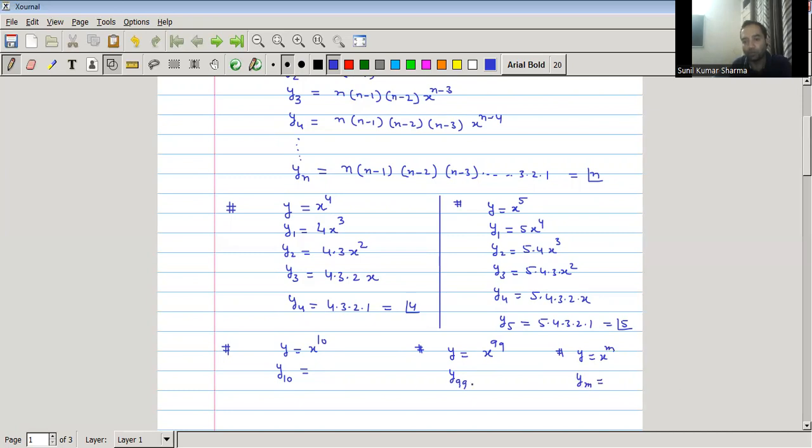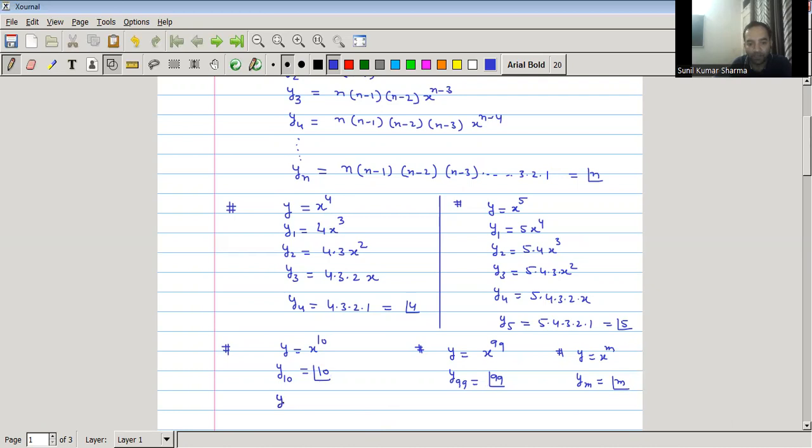So I hope you all have written your answer in your notebook. Now you can check. So y10 is 10 factorial, y99 is 99 factorial, and ym, for x to the power m, is m factorial. Now 10 factorial is constant, 99 factorial is constant, m factorial is constant.